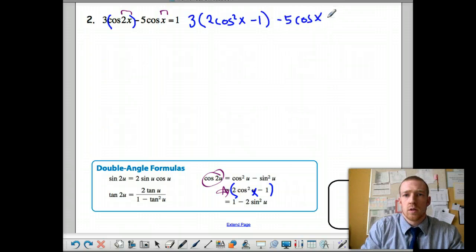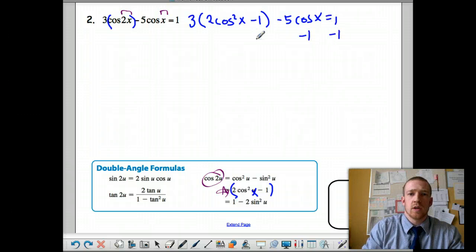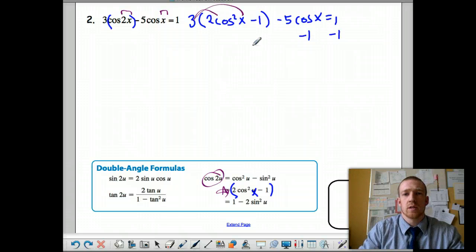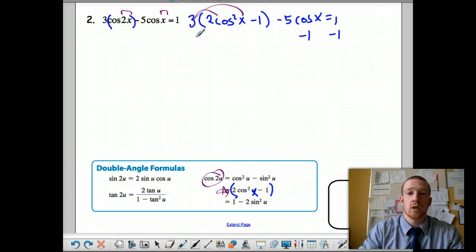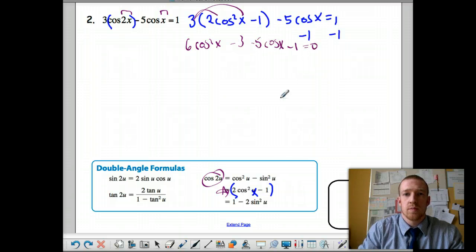I'm going to subtract the 1 from both sides, so I have everything on one side. I'm also going to, at the same time, distribute this 3. Then I want to combine like terms and just get a regular polynomial looking equation. Looks like a quadratic just with cosines. So that gives us 6 cosine squared x minus 3 minus 5 cosine x minus 1 equals 0.